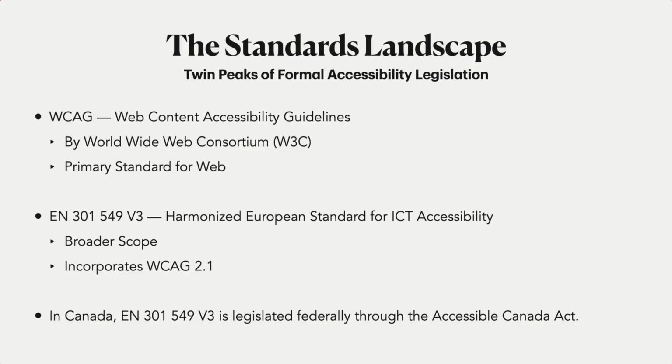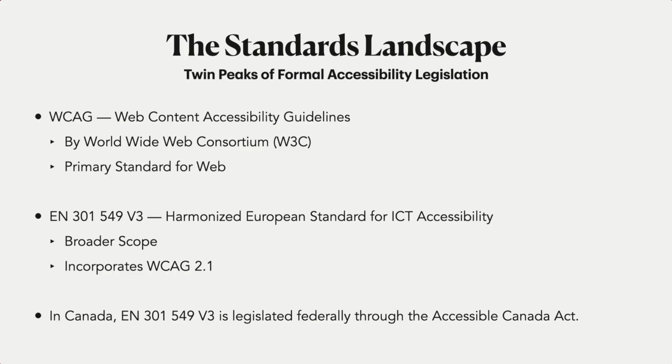The second is EN 301549 version 3, which is a European standard that takes a broader view. It covers accessibility requirements for software beyond just the web, including native applications, operating systems, and hardware. Importantly, version 2.1 of WCAG is incorporated into EN 301549v3, so the two standards are closely linked.